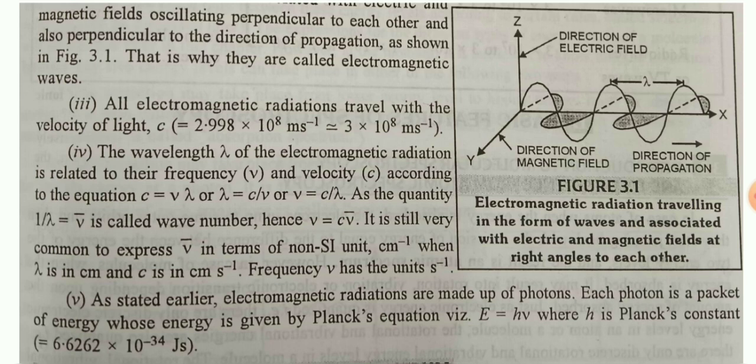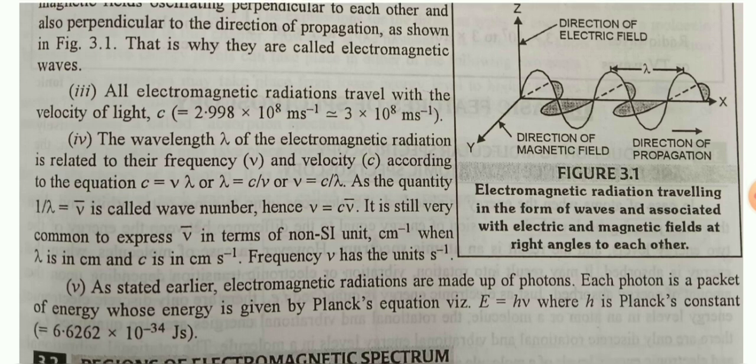As the quantity 1 upon lambda is equal to nu bar, called wave number, hence nu is equal to c nu bar. It is still very common to express nu bar in terms of the non-SI unit, per centimeter. When lambda is in centimeter and c is in centimeter per second, frequency nu has the units per second.